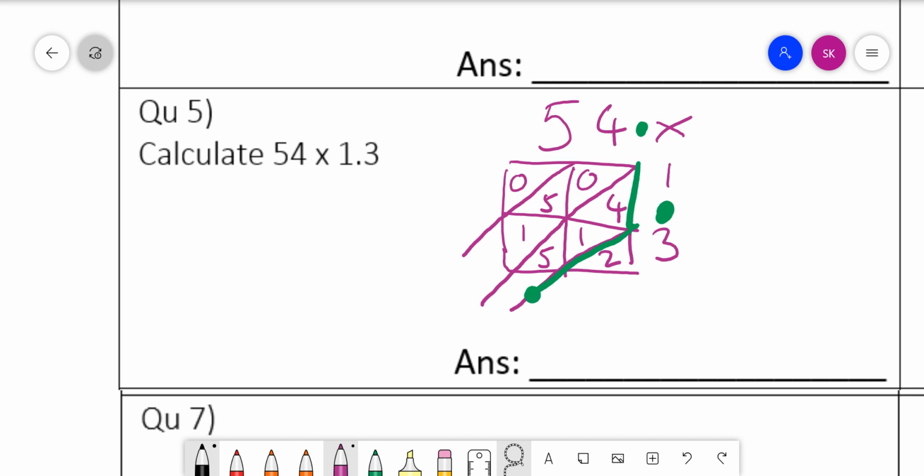So now all I have to do is add up the diagonals. I can't speak. So 2 is there. 4 plus 1 plus 5 is 10, with the remainder of 1. 5 plus 1 plus 1 is 7. I've got 0 up here. So the answer is 70.2. Don't forget about the decimal point.